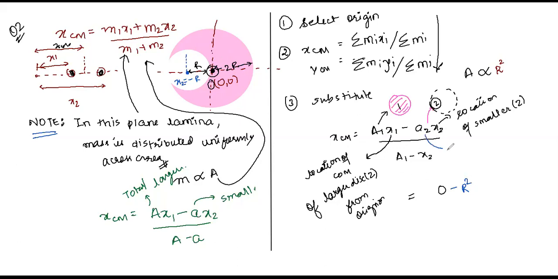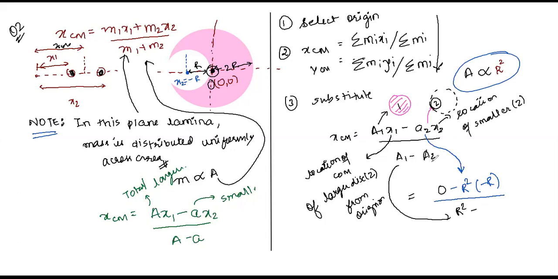So here, instead of a2, I am writing r square, because a is proportional to radius square, and instead of x2, I am writing minus r. And here in the denominator, this is a1 minus a2. Pardon me for this. So instead of a1, we can write capital R square minus small a. It will be 2r whole square minus r square.